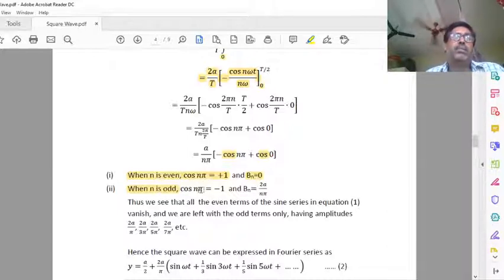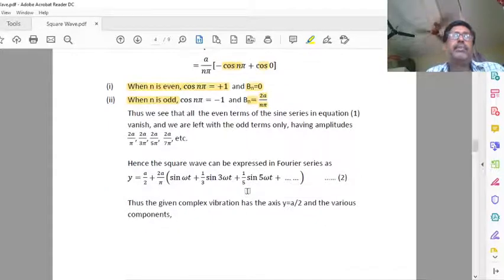Now see about odd terms. If n is odd, then it is minus 1. And this minus 1 into minus, plus 1. And this is plus 1. Plus 1 plus 1, 2. 2a by n pi. That is why I have written here 2a by n. So thus we see that all the even terms of the sine series in equation 1 vanish as you get bn is equal to 0, and we are left with the odd terms only, having amplitude this one.